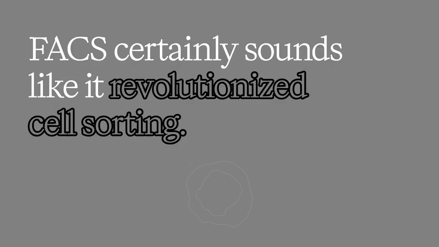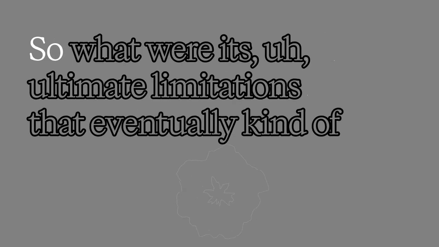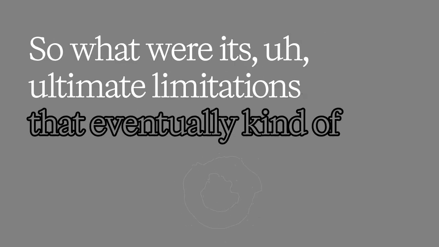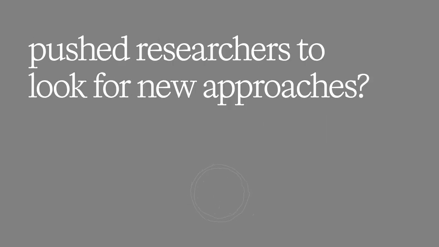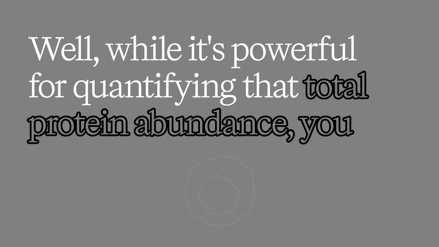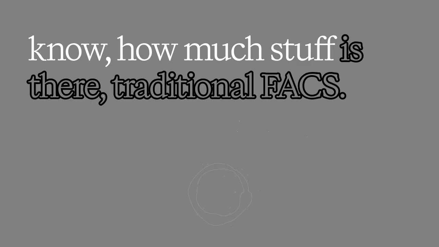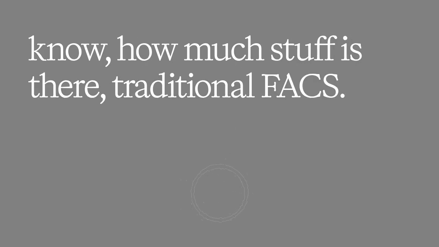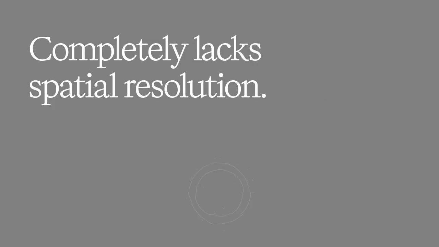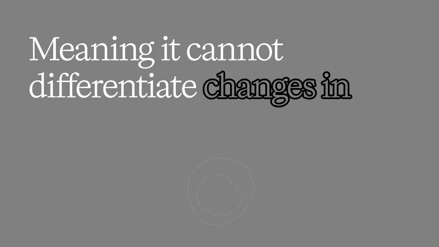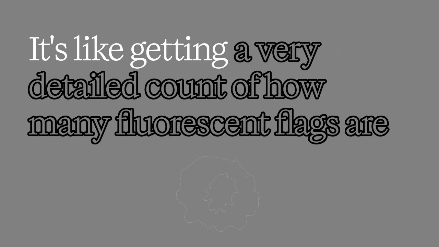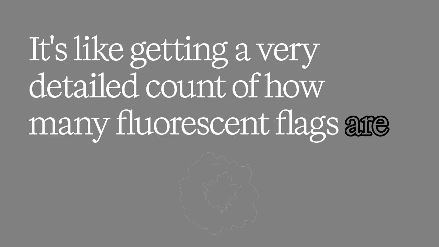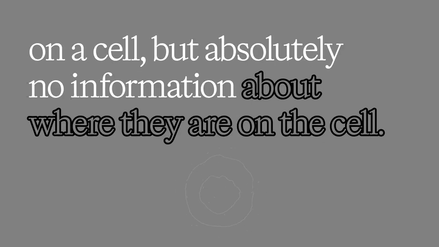FACS certainly sounds like it revolutionized cell sorting. So what were its ultimate limitations that eventually pushed researchers to look for new approaches? Well, while it's powerful for quantifying that total protein abundance, how much stuff is there, traditional FACS completely lacks spatial resolution. Meaning it cannot differentiate changes in protein localization or distribution within a cell. It's like getting a very detailed count of how many fluorescent flags are on a cell, but absolutely no information about where they are on the cell or how they're arranged.